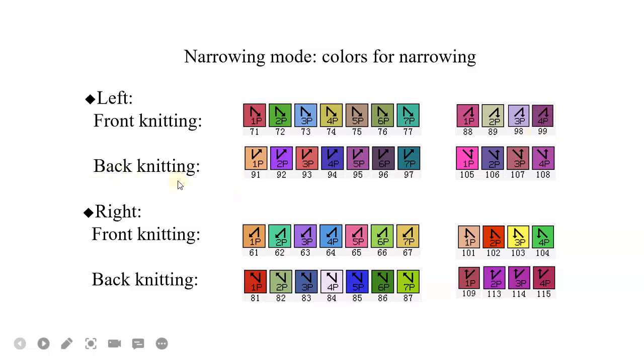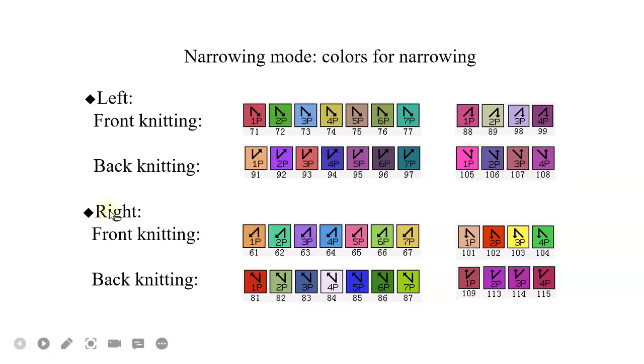For back knitting, use from 9.1 to 9.7 narrowing code. For narrowing in knitting with transfer first and then shifting, use 105, 106, 107, and 108 narrowing code. For narrowing in knitting with shifting first and then transfer.